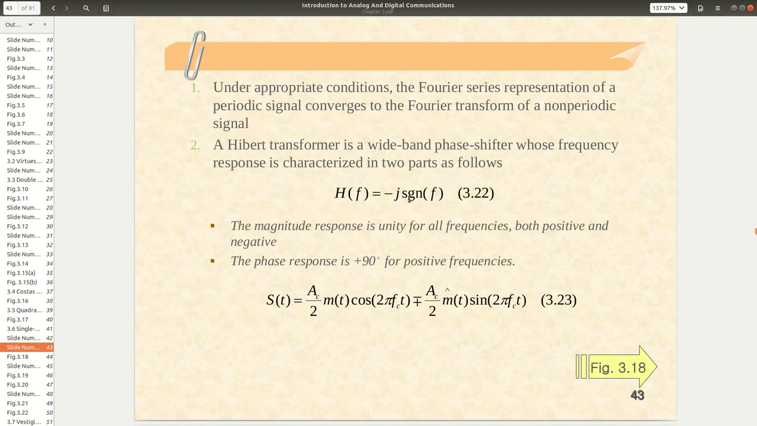The signal we just multiply by the signum function, if you remember the signum function, minus j signum f. Okay, so the magnitude is unity, the same for positive and negative sides, but the phase response is plus 90 for the positive frequency. So the positive side will be phase shifted by 90 degrees.